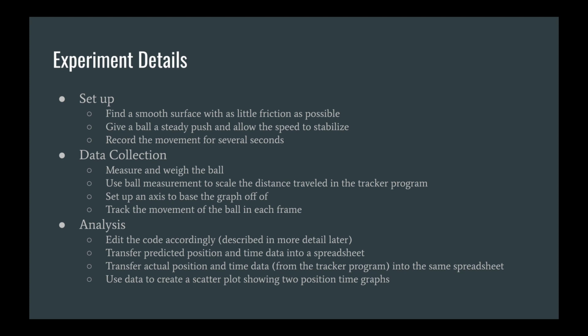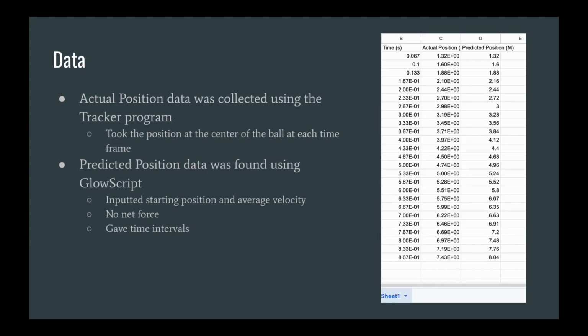Then, using the track function in the program, I assigned a point in the center of the ball for each time frame. To begin the analysis, I first had to find the computational experiment's graph through GlowScript. This was a code that I will describe in the following slides. Once this is done, I transferred both the GlowScript position time points and the Tracker position time points into a spreadsheet. Then I inputted these data points into a scatter plot so the slopes or the velocity of these lines could be compared to check for accuracy. This slide depicts the data from Tracker and GlowScript that was used for the scatter plot. Feel free to pause for further analysis, but the results will be shown more clearly in the graph later.